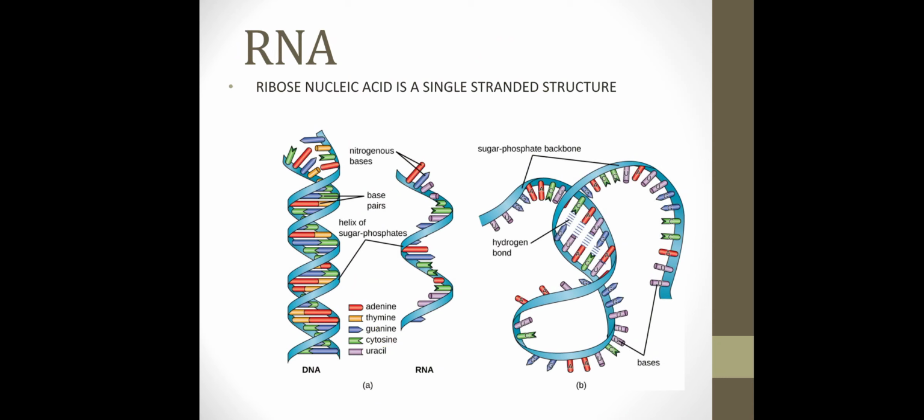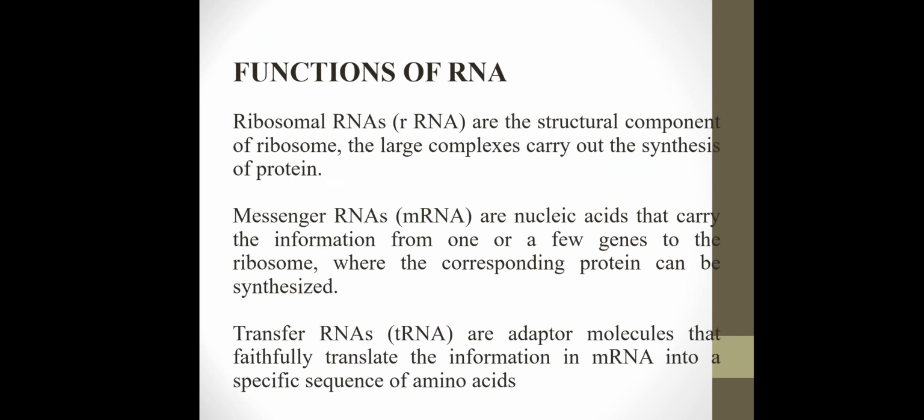RNA is a single-stranded structure. In the pictures, the first is DNA and the second is RNA. So DNA is a double-stranded structure, and RNA is a single-stranded structure. We have studied three types of RNA: ribosomal, messenger, and transfer RNA. Ribosomal RNA helps in the synthesis of protein, whereas messenger RNA transfers the information from one or a few genes to the ribosome. Transfer RNAs are adapter molecules that faithfully translate the information in mRNA into a specific sequence of amino acids.